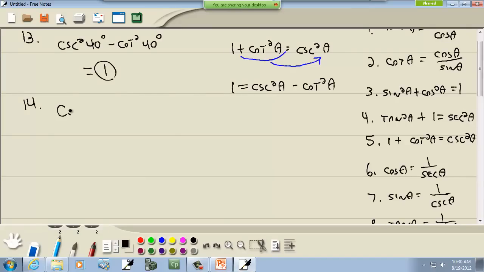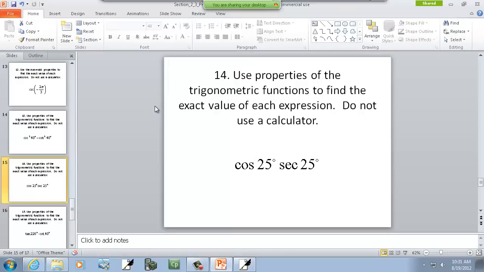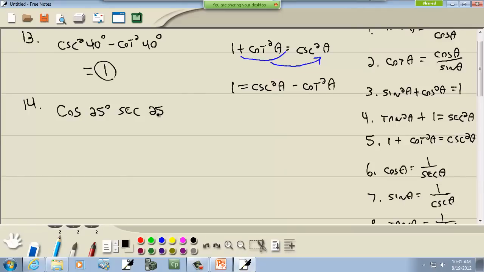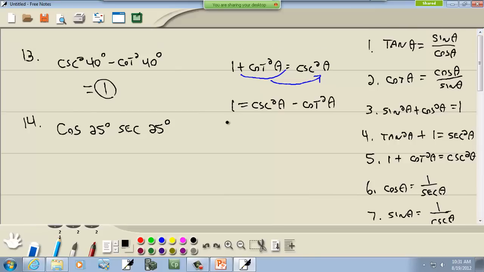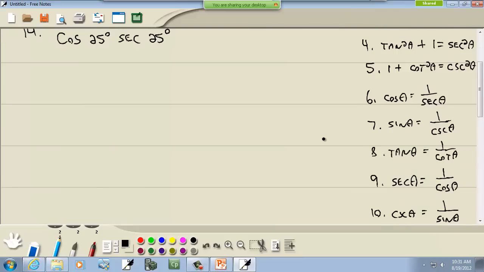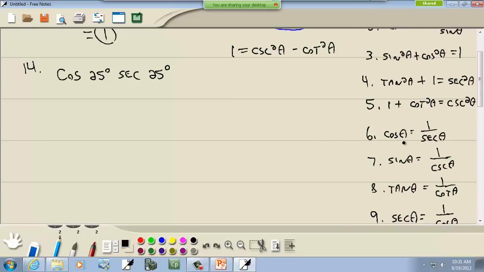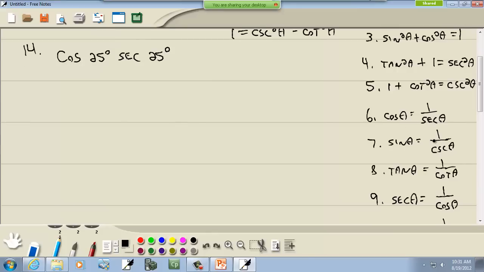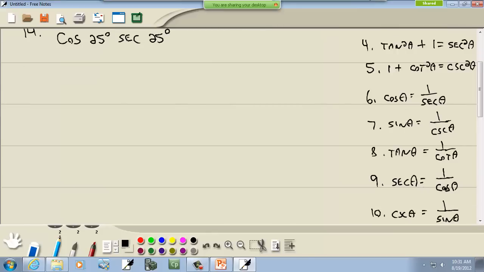Let's look at this one. Number 14, we got cosine of 25 degrees times secant of 25 degrees. Well, obviously 25 degrees is not on my unit circle. That can't help me. I'm going to see if I have a formula involving cosine and secant. Cosine and secant. Only one I have is this one right here, where I say cosine theta is equal to 1 over secant, or secant theta is equal to 1 over cosine.